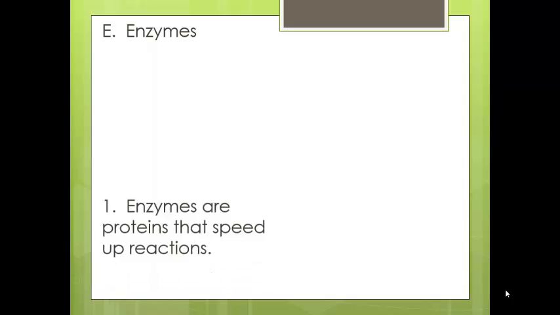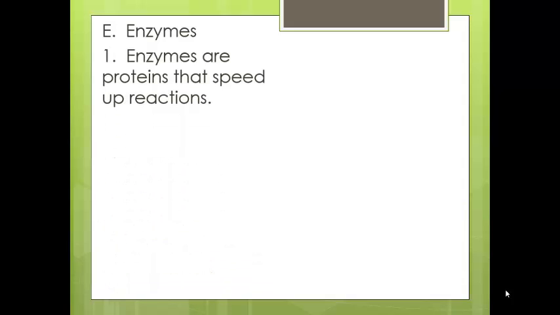In the last video we looked at proteins, and we said that an example of a protein would be an enzyme. Now we're going to look at some more specific information about enzymes, as they are an incredibly important piece to living things. All living things have enzymes. They would not be able to live without them.